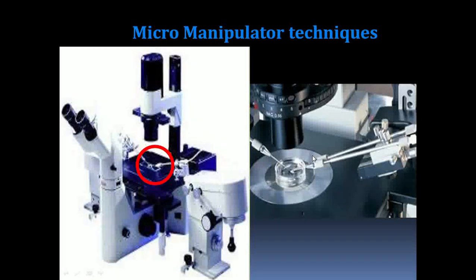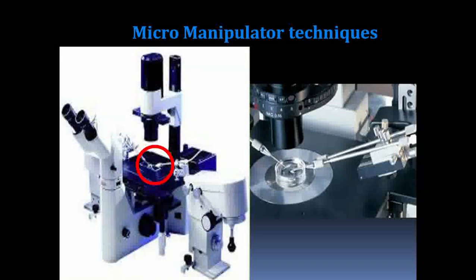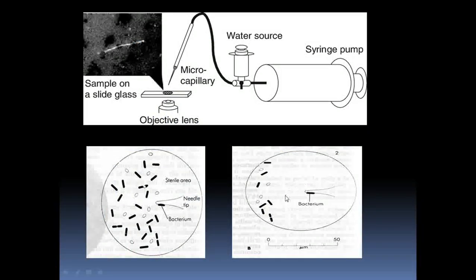So these are the different techniques that we have studied. First it's streak, then pour, then spread, then at last the micromanipulator technique, to isolate our culture and gain a pure culture form. Okay, fine.